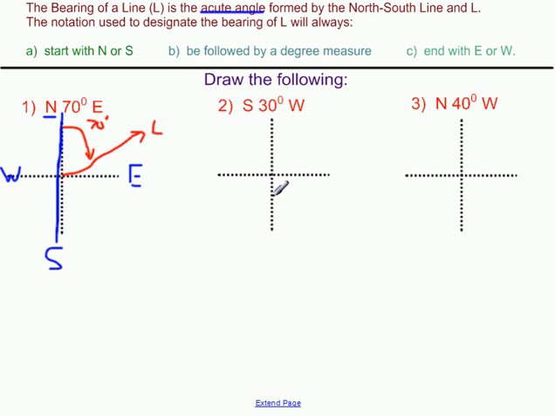So here, if we look at the next one, we're starting at the south line, which is down here, going in the west direction, 30 degrees. So this is 30 degrees. So our bearing is that line, L. I'll leave the third one for you to try on your own.